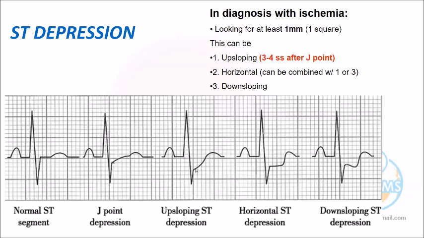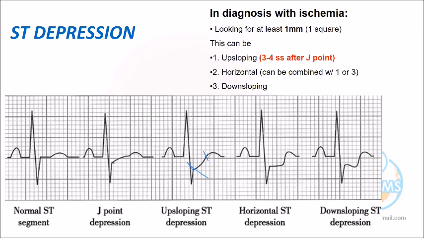delayed means if the upsloping is 3, 4 small squares after the J point. This is the J point. From there, you calculate 3 or 4 small squares. Suppose we think 3. So how many smallest squares until it touches the baseline? From J point up to here, how many squares? 1, 2, 3. This is the point 3 millimeters after. Even some authors say the point 4 millimeters after.